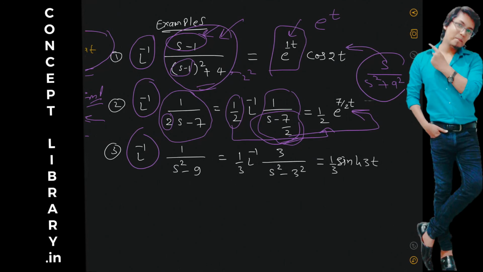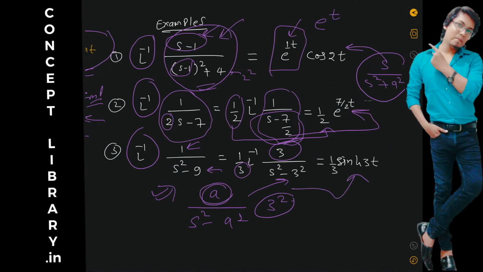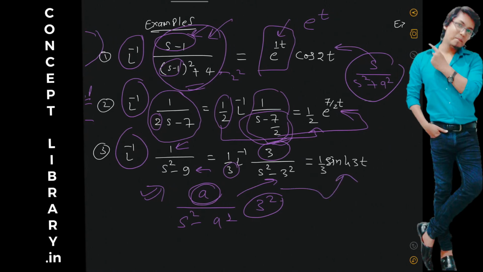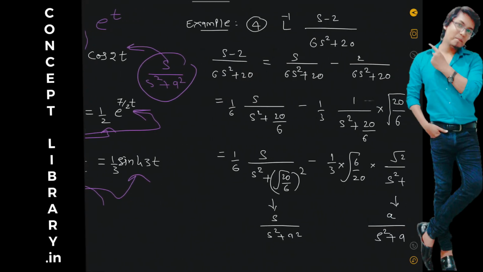Then Laplace inverse of 1 by s square minus 9. You see this is trying to be the format of a constant number by s square minus a square, but we don't have a constant number here. Here 9 is nothing but 3 square, but we don't have 3. So you can divide and multiply by 3, and then this will convert into sinh 3t. Why hyperbolic? Because we have a minus sign here.